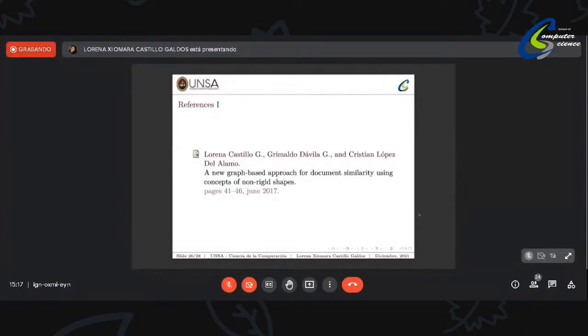Well, this is the reference of the previous paper of the same authors, a new graph-based approach for document similarity using concepts of non-rigid shapes.